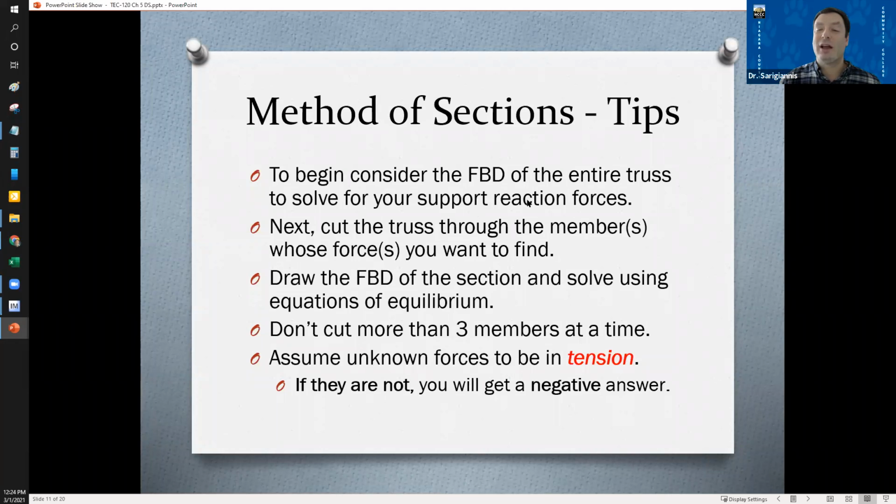So once we do that, we'll have reaction forces. Then we cut the truss through the sections of the members where we want to find the forces. And then we're going to draw a free body diagram of the section and solve. Now, we're going to have two sections here when we cut it. And there's an easier way and a hard way, right? Depending on which section you choose.